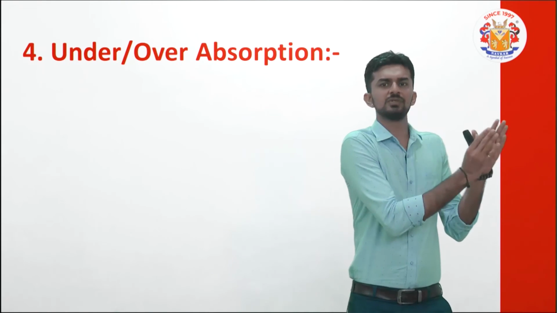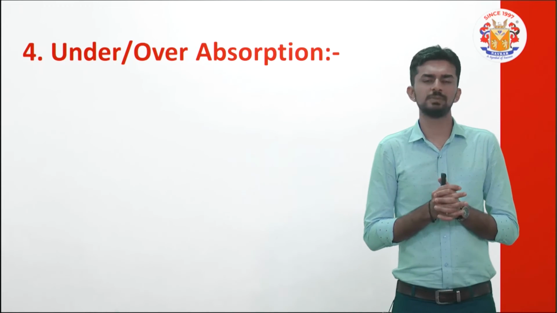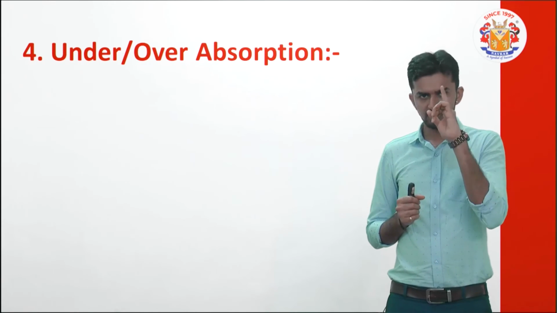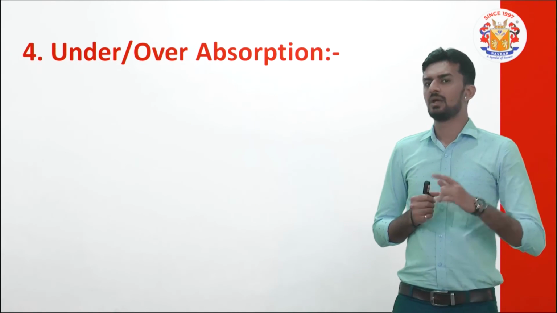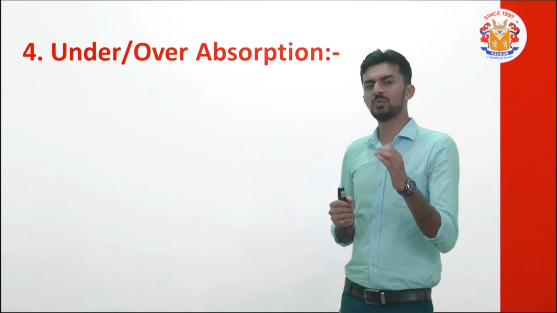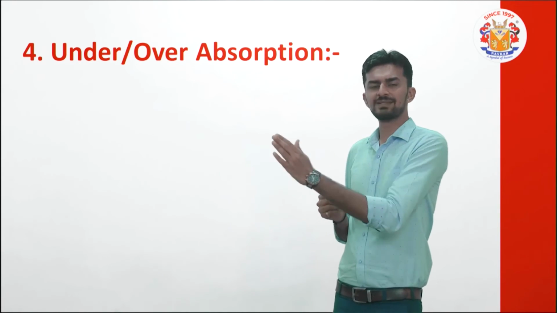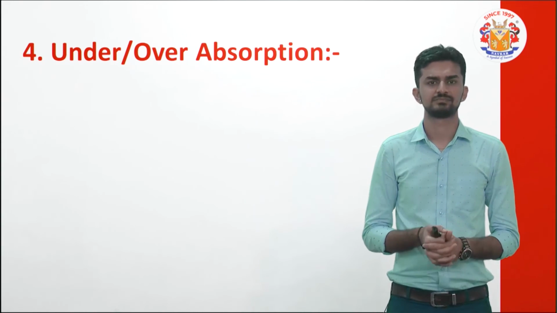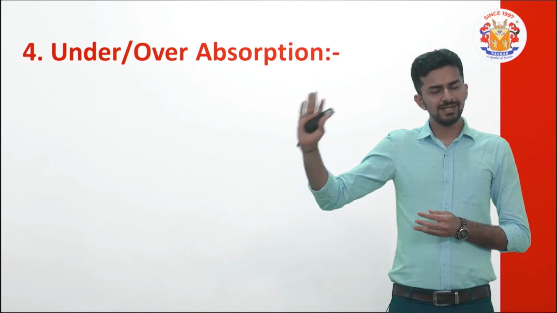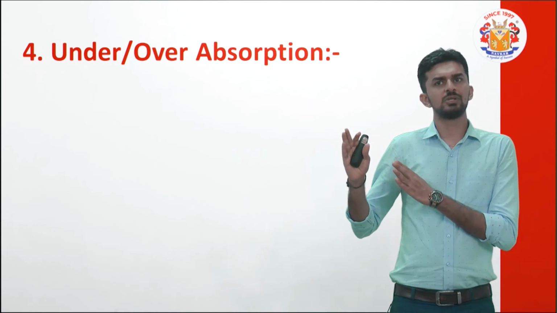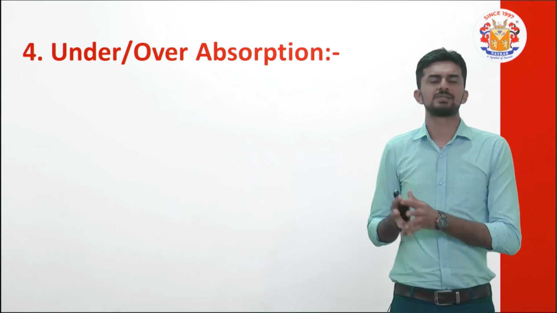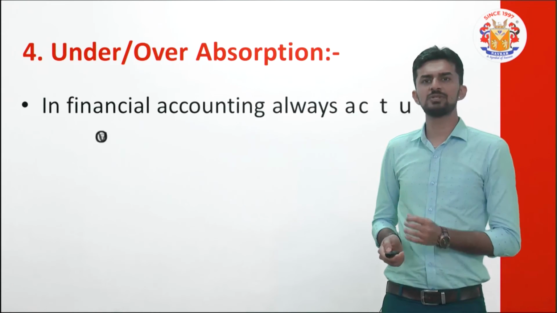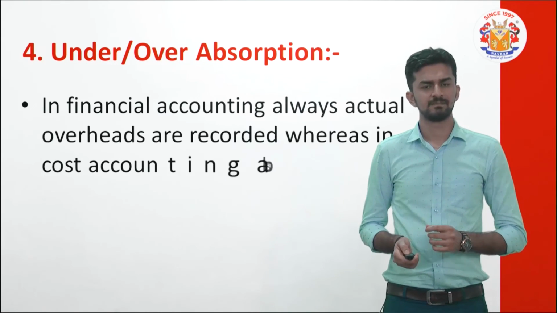Now, at the end of the year, you had thought that you will produce 10,000 units. And if you produce 10,000 units, at the rate of 100, you would have recovered 10 lakh rupees by the end of the year. Unfortunately, it didn't happen. You ended the year and you could only produce 9,000 units. Now what's going to happen? You have to pay actual rent of rupees 10 lakhs.